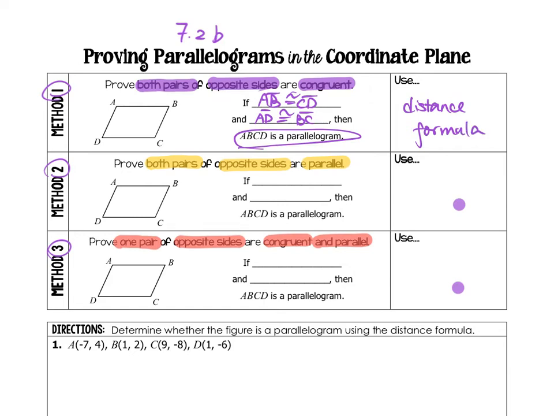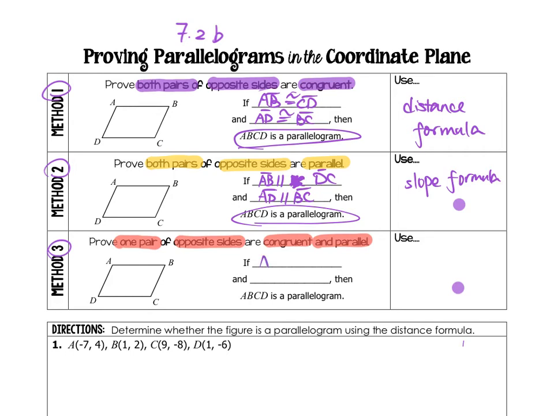Second method: if I prove that AB is parallel to DC, and AD is parallel to BC, then I have a parallelogram. And to do this, I need to calculate the slopes for all the sides, and the two sides that have the same slope are the parallel lines. And the third one is cumbersome.